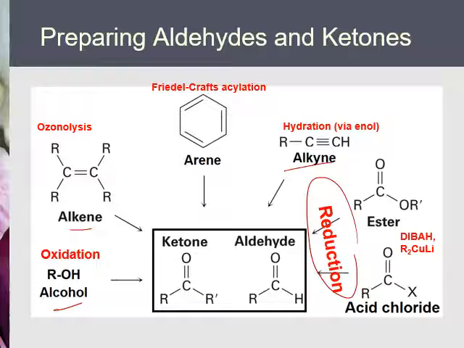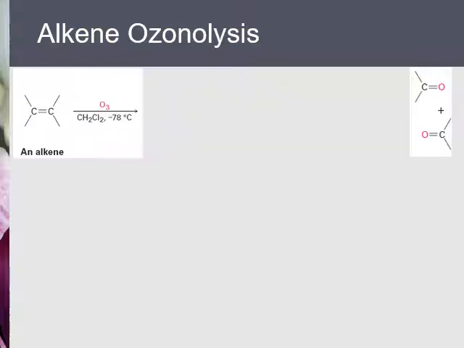Aromatic ketones or aldehydes can be synthesized by Friedel-Crafts acylation reactions. In Organic 1, you learned alkene ozonolysis. Ozone molecules can cleave a carbon-carbon double bond and add oxygens to both sides, giving you two carbonyl compounds. If the alkene has at least one hydrogen on the carbon, the product will be an aldehyde. Otherwise, it will be a ketone.